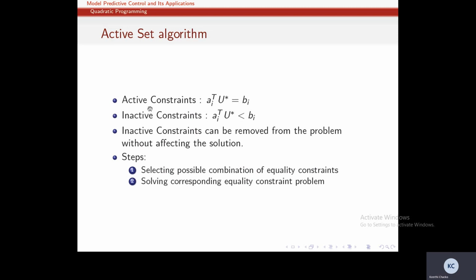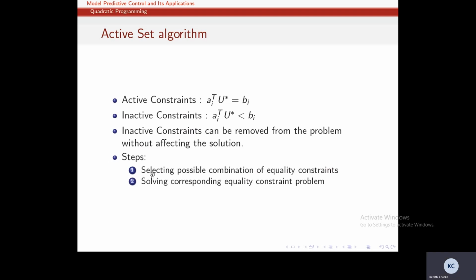In active set, we consider only the active constraints. A constraint is said to be active when it holds with equality, that is, when our search for the solution hits the constraint. If it is strictly less than, it is an inactive constraint, and we don't have to consider it in our optimization problem. Inactive constraints can be removed from the problem without affecting the solution. The optimal value will be affected only if the constraint is active at that point.